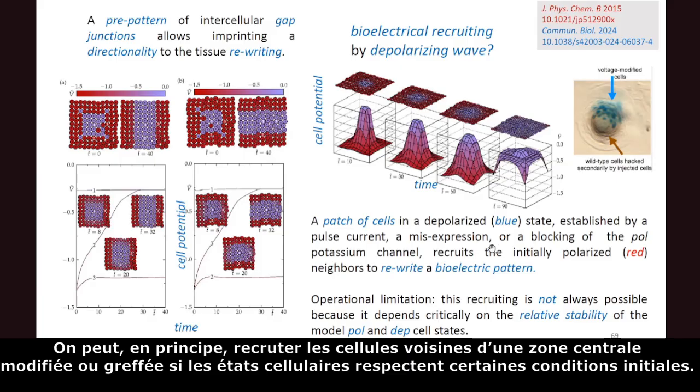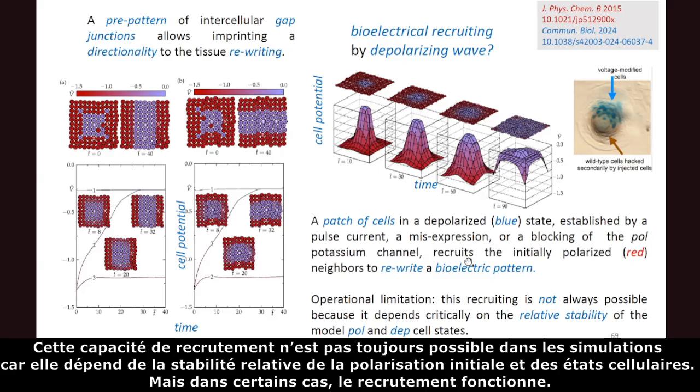if the single cell states verify certain initial conditions. An operational limitation here is that this recruiting is not always possible in the simulations because it depends critically on the relative stability of the initial model polarization and depolarization cell states. But in some cases, the simulation shows that this recruiting is possible.